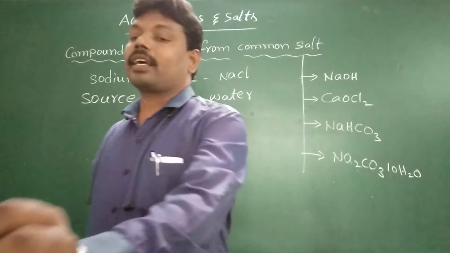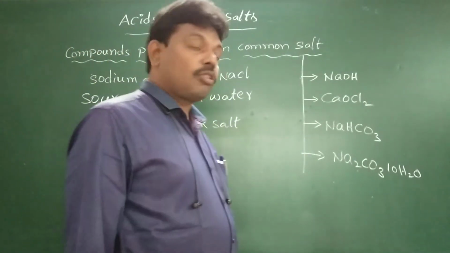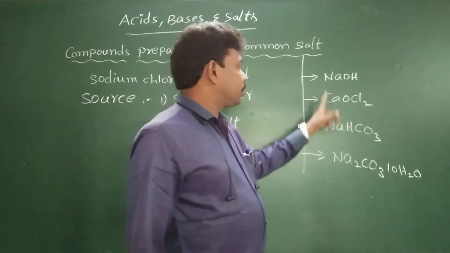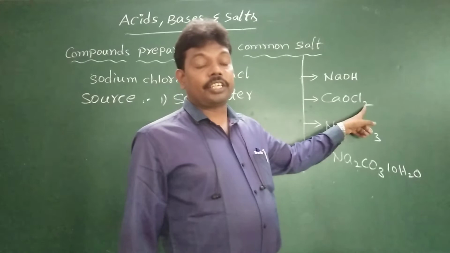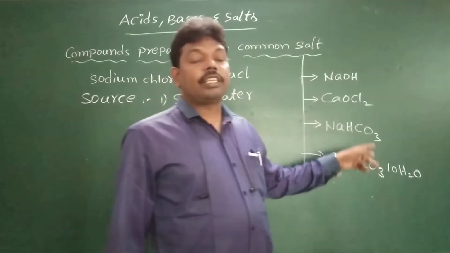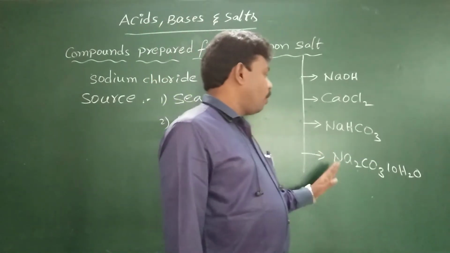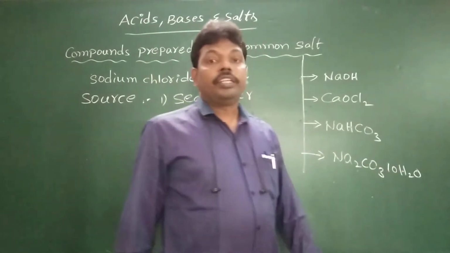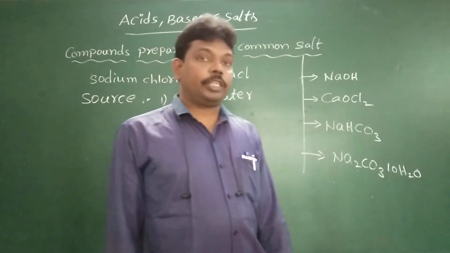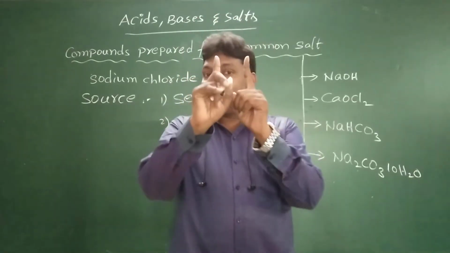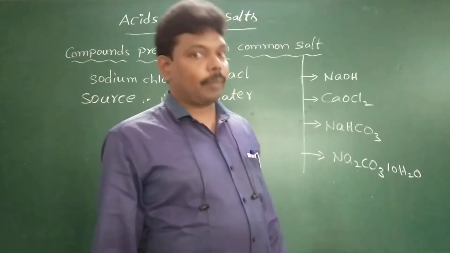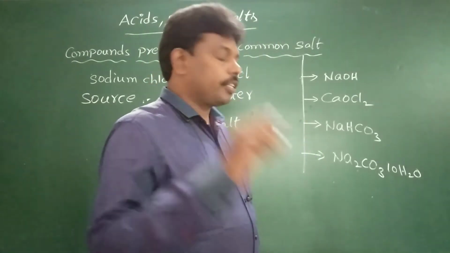Once again, what are the compounds prepared from the common salt? Number 1, sodium hydroxide, called caustic soda. Number 2, calcium oxychloride, generally called bleaching powder. Number 3, sodium hydrogen carbonate, also called baking soda. Number 4, Na2CO3.10H2O, generally called washing soda. These are the important industrial compounds we get from that one salt, sodium chloride, or table salt, or common salt.